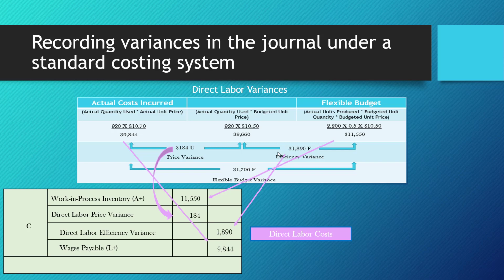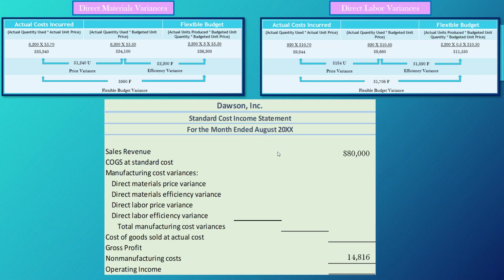So wages payable, in this case, is what I use. It could be cash if you're actually physically paying your salaries. That's going to go on at the actual amount in the journal entry to record your direct labor costs for the period. So it's an unusual system. I will definitely agree to that. But it does one grand thing for cost accountants. It allows you to easily produce a standard cost income statement.